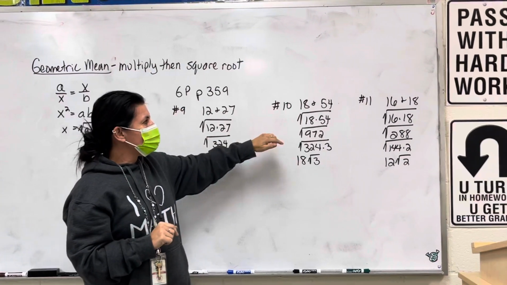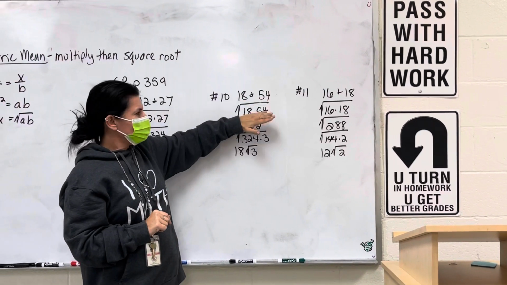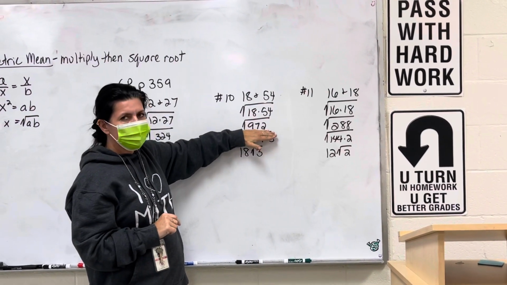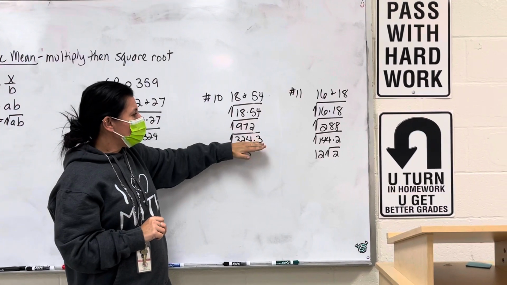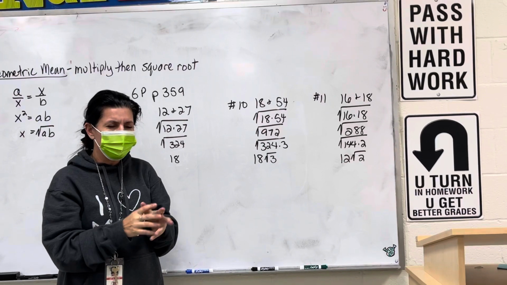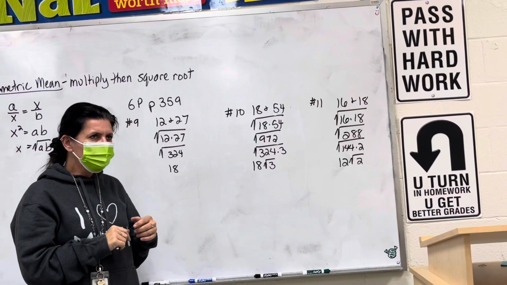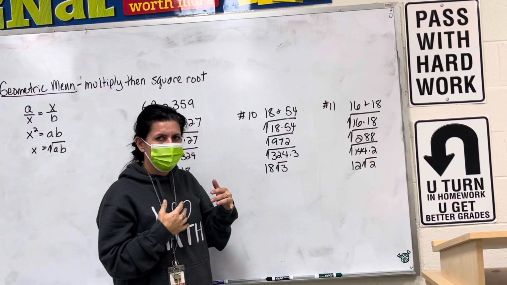Let's look at a couple more examples. Find the geometric mean of 18 and 54. I multiplied them and got 972. When I square root them, this is not a perfect square. I haven't addressed this a whole lot, but I want to start talking about it. I won't put problems like this on your quiz, but I want you to start thinking about simplest radical form.